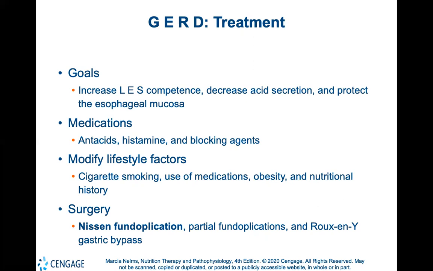For example, patients may be instructed to remain upright after eating, to lose weight, to wear loose-fitting clothing, and to raise the head of the bed for sleeping. The most common surgical procedure used for refractory GERD is the Nissen fundoplication. This procedure takes the fundus of the stomach and wraps it around the lower esophagus. This provides additional strength to the LES and assists in preventing the reflux.